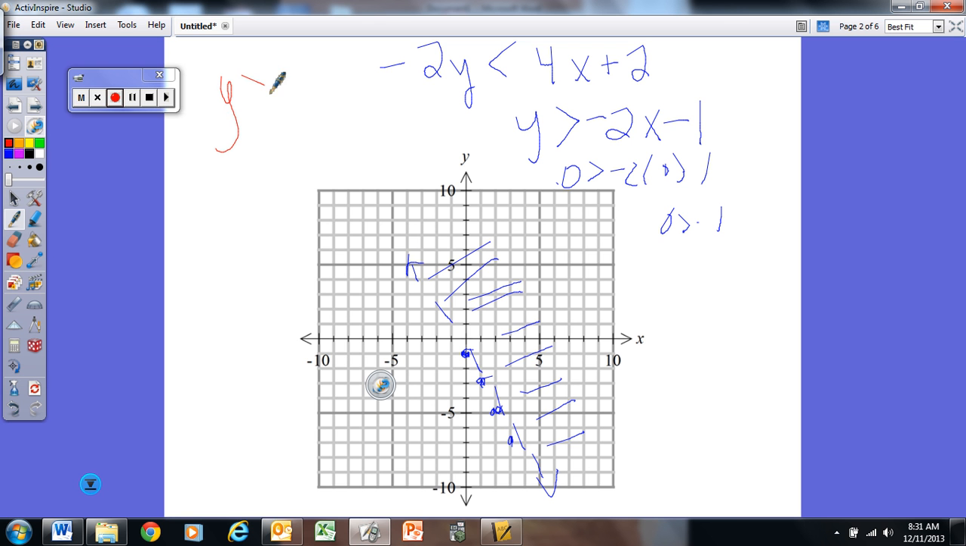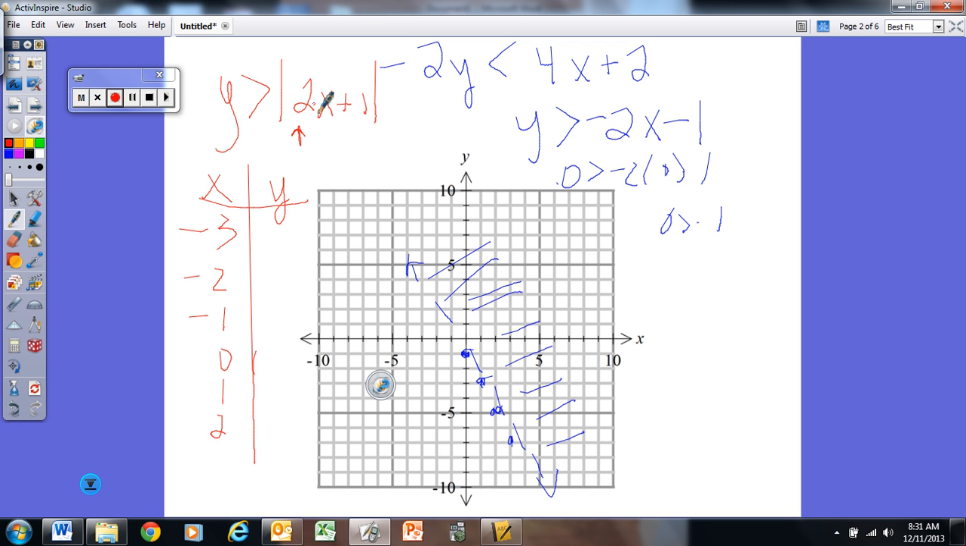y is greater than the absolute value of 2x plus 1. Okay, so we didn't really talk about graphing absolute values with a number right here. So if you ever come across a graph that you're not sure how to do, just make a table of values. I'm going to go from negative 3 to 2. Negative 3: 2 times negative 3 is negative 6, plus 1 is negative 5. The absolute value of negative 5 is 5. Negative 2: 2 times negative 2 is negative 4, plus 1 is negative 3. The absolute value is positive 3. Keep in mind, I just picked arbitrary numbers here. I had no idea what these numbers were going to look like.